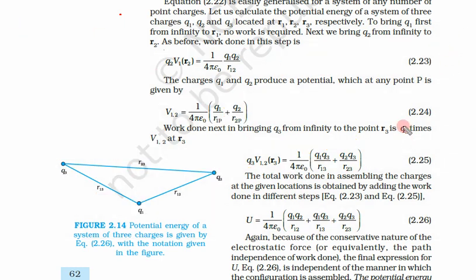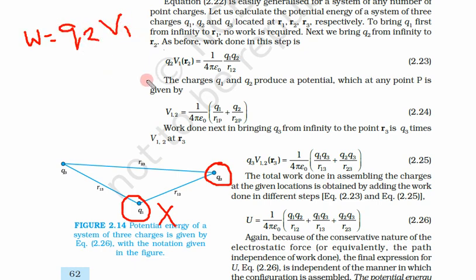Again, let us see how it is done. In the first case, when we brought this first charge, there was no other charge, hence the work done is 0. So there is no potential energy. But as soon as we brought the second charge, the work done W was simply Q2, the charge we are bringing, times the potential due to Q1. So this was the work done.